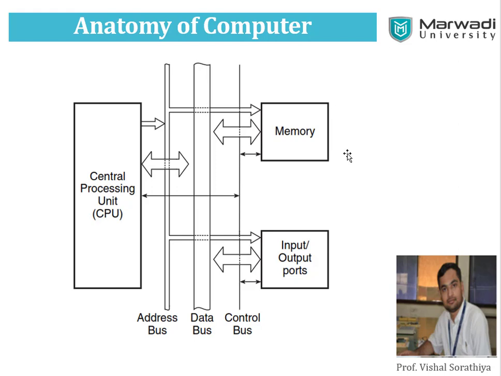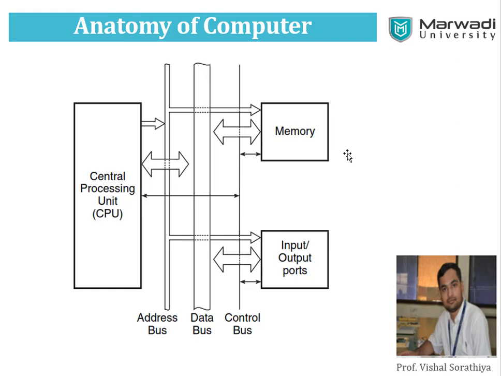Second, we have the input and output ports. These are the different ports from which we can insert the input or display the data. Now these three devices are connected with various types of buses: address bus, data bus, and control bus.